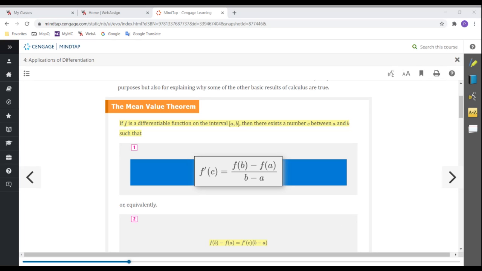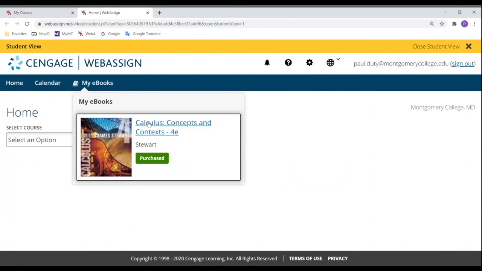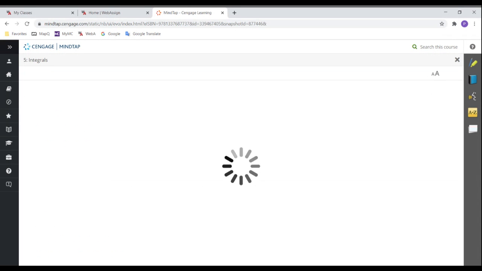All right, so let me see here. I've got to go back into the ebook. Let me just bring it up again. Okay, back to chapter 5.